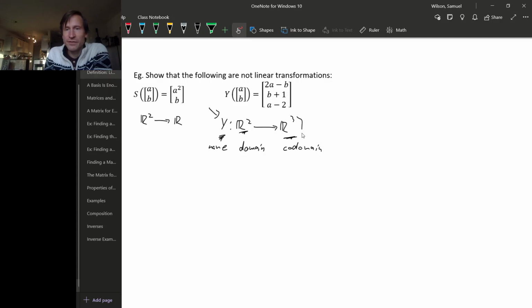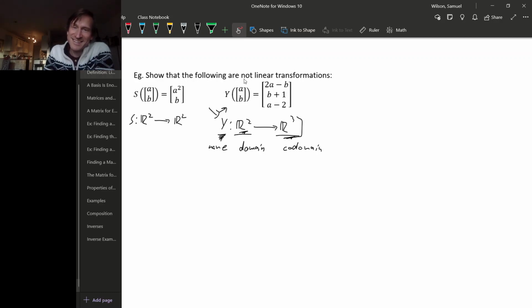So this is a shorthand notation for the name, domain, and codomain of a function without really specifying its formula. If you want its formula, you have to write that out separately, which is what I've done up here. Okay, so let's look at these two functions. S is going from R2 to R2. S is some sort of formula that transports us from one copy of R2 to another copy of R2. Let's check if it is a linear transformation.